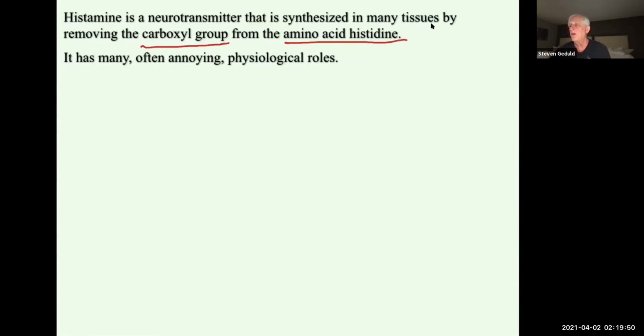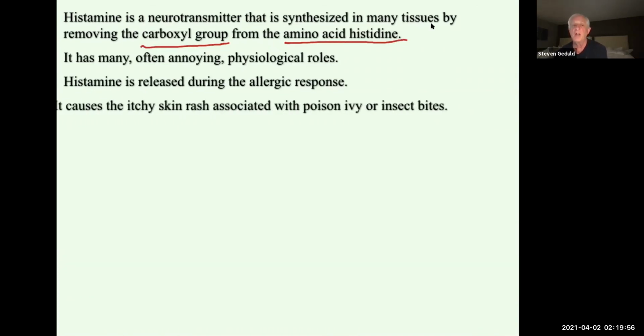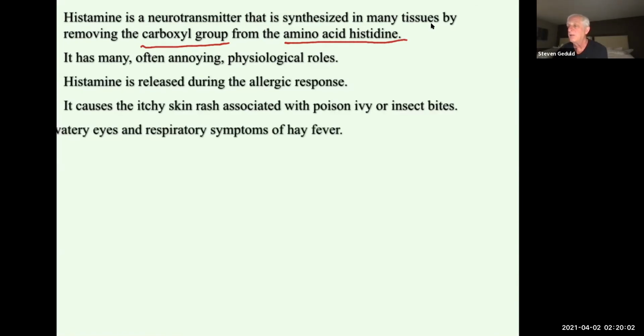Histamine is a neurotransmitter that synthesizes in many tissues by removing the carboxyl group from the amino acid histidine. It has many often annoying physiological roles. Histamine is released during your allergic response, and it causes that itchy skin, the rash associated with poison ivy or insect bites. It promotes the red, watery eyes and respiratory symptoms of hay fever.